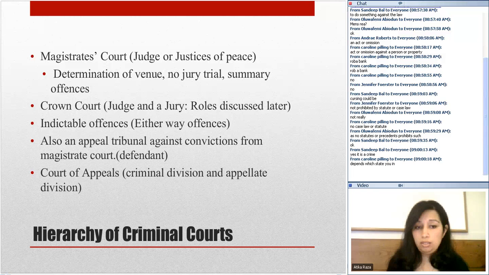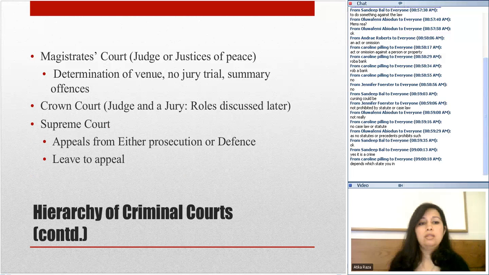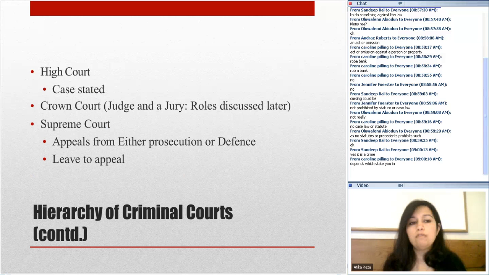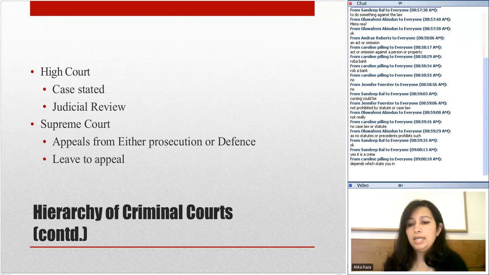Then you have the Court of Appeal. It has a criminal division as well as an appellate division, which means that cases from lower courts or the Crown Court can go to the appellate division, the Court of Appeal. Then you have the High Court. How do cases go to the High Court? They go either by case stated, which is terminology you should be aware of, or by judicial review. Case stated is an appeal on a point of law only. You don't discuss any facts that have already been discussed in your case in the lower court.